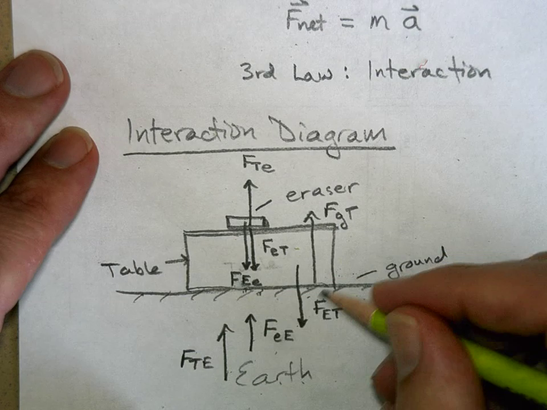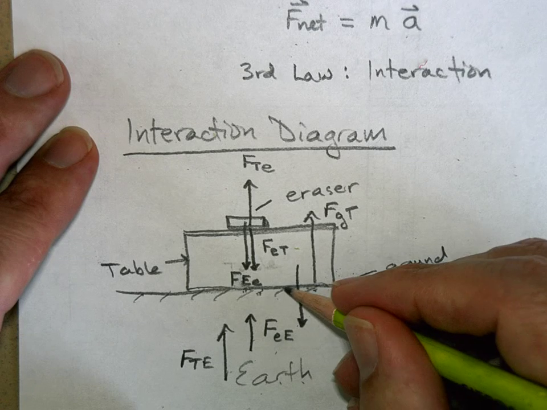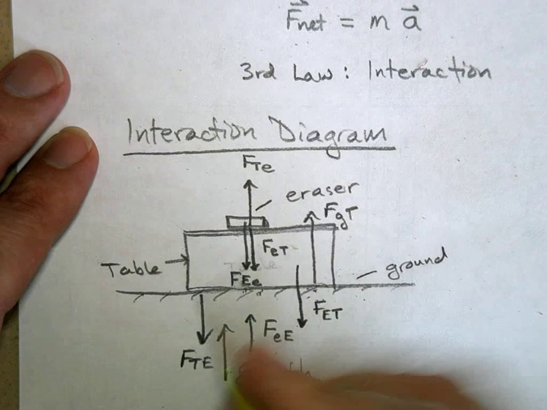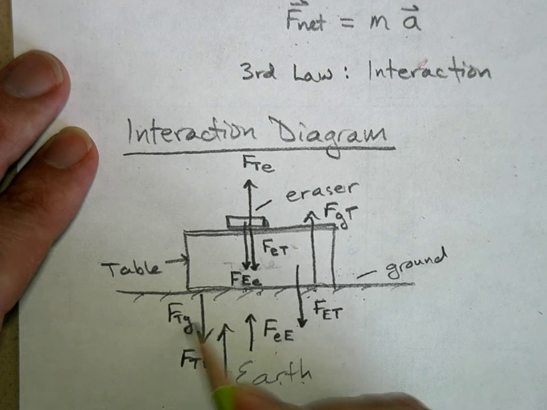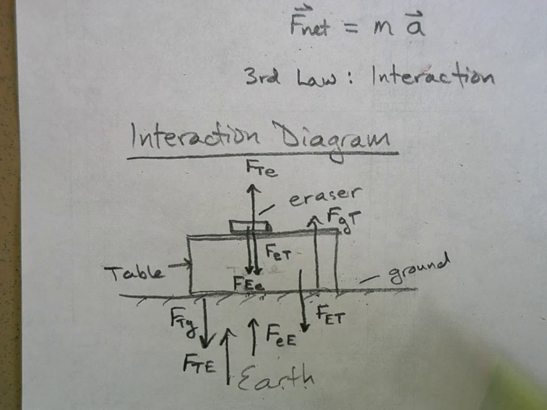This is really, you'll see how awful this gets. It all depends on where you draw these arrows. I've run out of room. So there's the force of the table on the ground, and let's see. I think there's. Oh, that's good enough. Okay. So it gets really crazy.